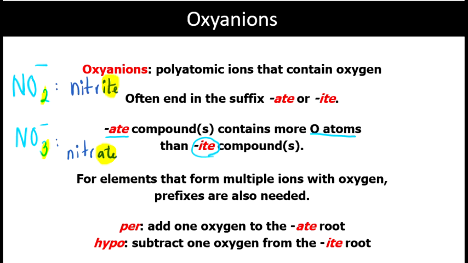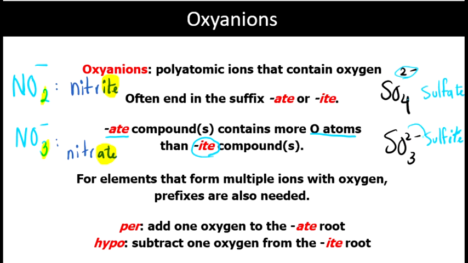So, what do you think about this one? SO4, 2 negative, SO3, 2 negative. If you are going to call them by name, S is sulfur, so I'll write sul, then ITE or ATE. More means ATE, less means ITE. So we call them sulfate and sulfite. But you need to know the charge. The charge is going to be different.